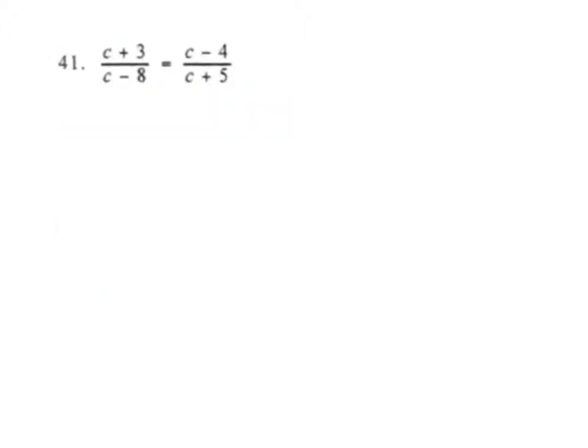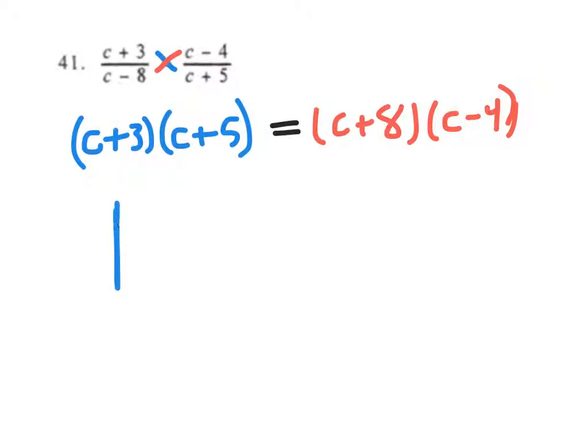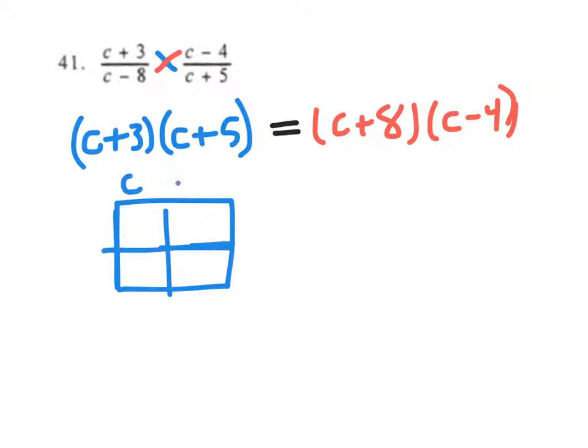And the last one, we're going to do the same thing. We're going to cross multiply and solve for c, hopefully. So I have a c plus 3 and a c plus 5. So I'm going to do c plus 3 times c plus 5. And then I'm going to set that equal to c plus 8 times c minus 4. For this one, I am going to have to do the box method twice. So I'm going to set up 2 boxes. My first one, we have c plus 3 and a c plus 5.